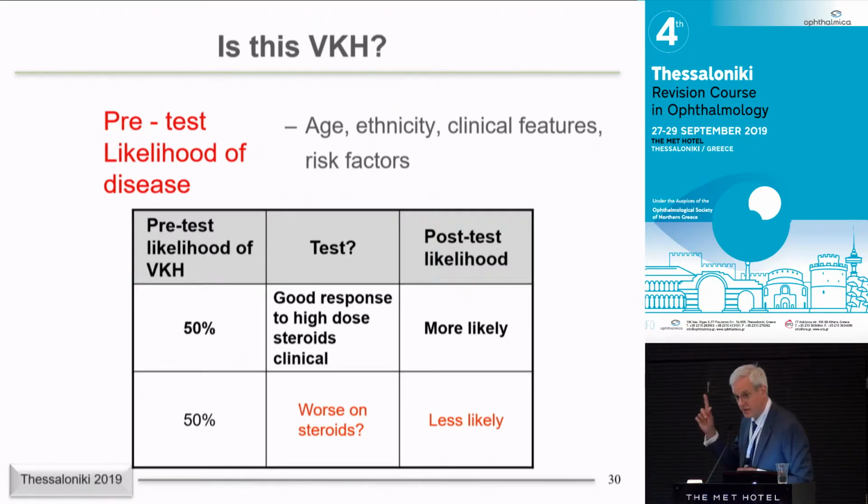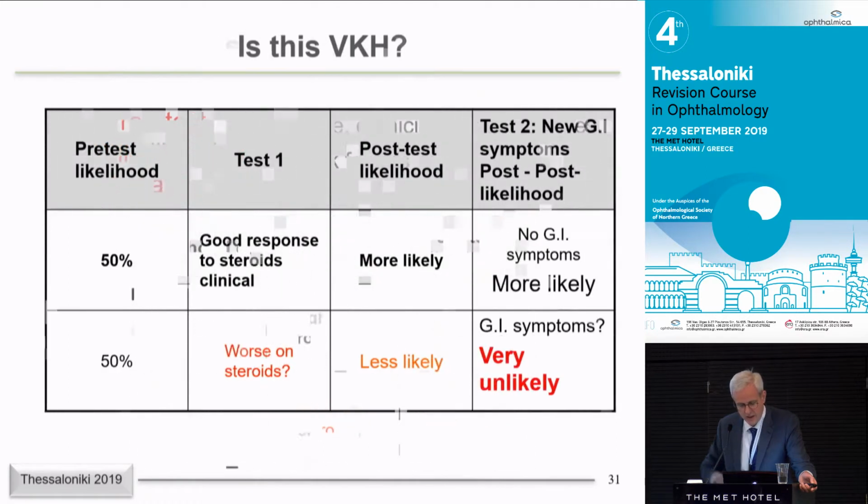And that's the first test you've done. You've given them a powerful immune suppressant. He actually gets worse on steroid, which is a little bit unusual. So you say the pretest probability of this being VKH is 50-50, but he's got worse on steroids. That's behaving a bit unusual. That's your first test. And then he comes back to clinic a week later, and he's got GI symptoms.